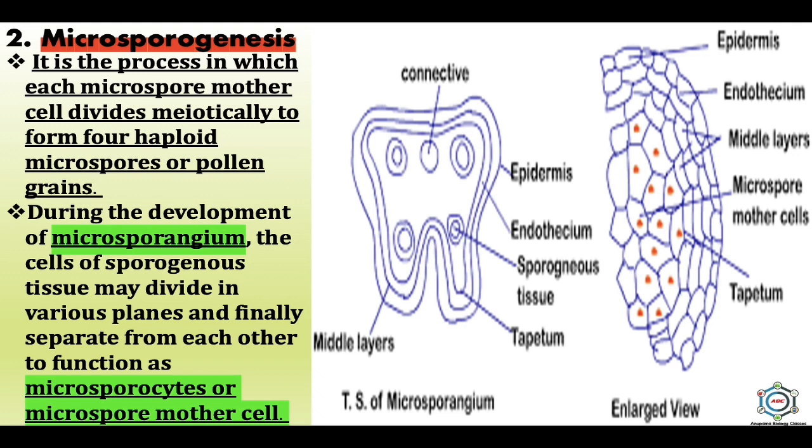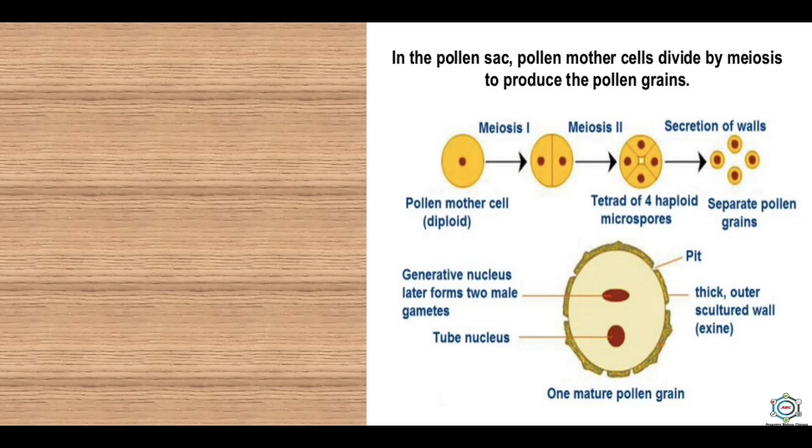Here, some of the microsporocytes or microspore mother cells degenerate and provide nourishment to the others. And the surviving microsporocytes are connected with each other by cytoplasmic interconnections and have prominent diploid nuclei. Here, each microsporocyte then develops an internal layer of callose which breaks the cytoplasmic interconnections with other microsporocytes. In this picture, you can see the process of formation of a mature pollen grain.